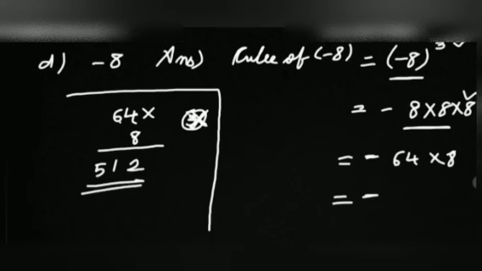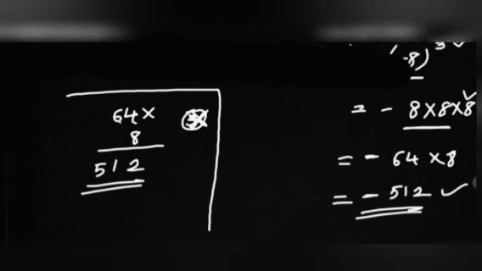Sign is also very, very important. Instead of negative 512, if we write 512, the answer would be perfectly wrong. Okay, so what is the answer? What is the cube of negative 8? The cube of negative 8 is equal to negative 512, isn't it? Understood? Okay, write down question number D.